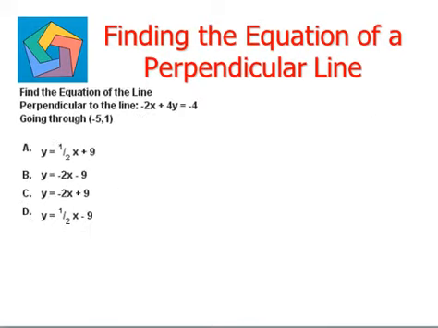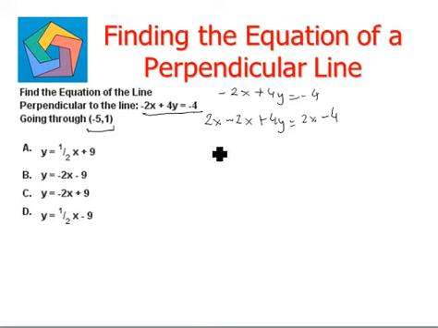Let's try the next question. Find the equation of the line perpendicular to the line negative 2x plus 4y equals negative 4, going through negative 5 and 1. Now let's write the given equation and put it in slope intercept form. For that we add 2x on both sides first, equals 2x minus 4. This becomes 0, and we are left with 4y equals 2x minus 4.